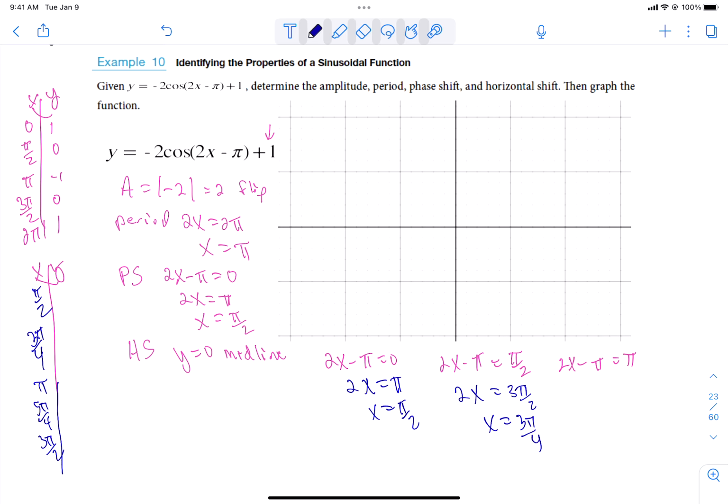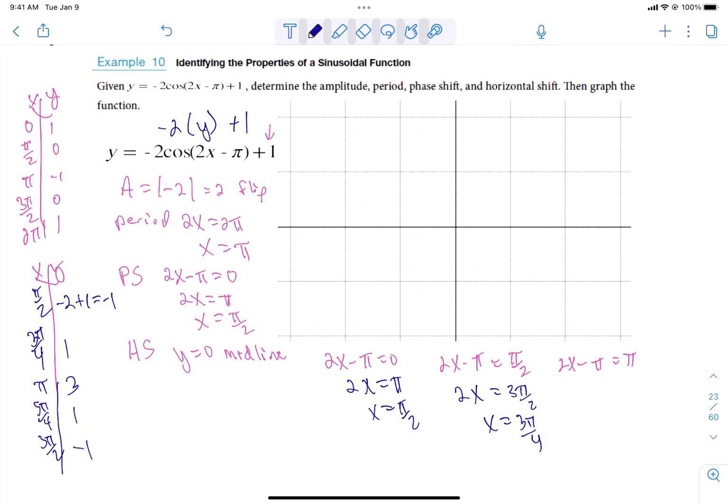Now what the y's are. It's going to be -2 times the original y's plus 1. So we get to use this chart. So 1 times -2 is -2 plus 1, which is -1. -2 times 0 plus 1. -2 times -1 is 2 plus 1. -2 times 0 plus 1. And -2 times 1 plus 1. Okay, and these two match.